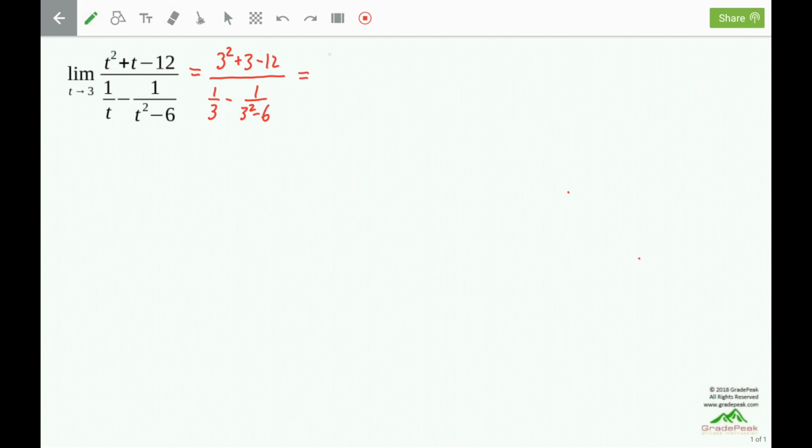In the numerator, 3 squared is a 9, plus a 3 minus a 12. In the denominator, we'll have 1 over 3 minus 1 over 3 squared is a 9, minus a 6. In the numerator, 9 plus 3 is 12, minus 12. In the denominator, 1 over 3 minus 1 over 9 minus 6, which is also a 3. Back to the numerator, we have 12 minus 12, which is 0. The denominator is 1 over 3 minus 1 over 3, which is 0.